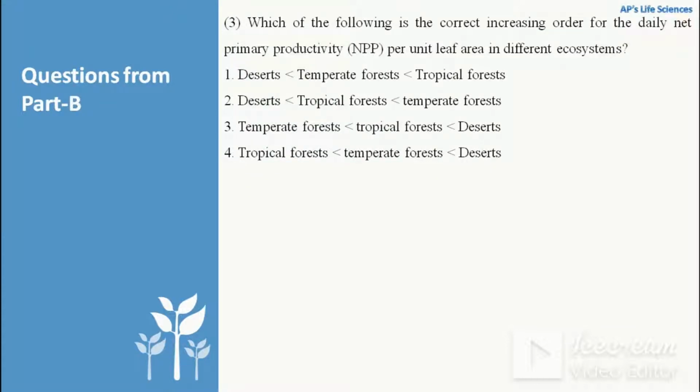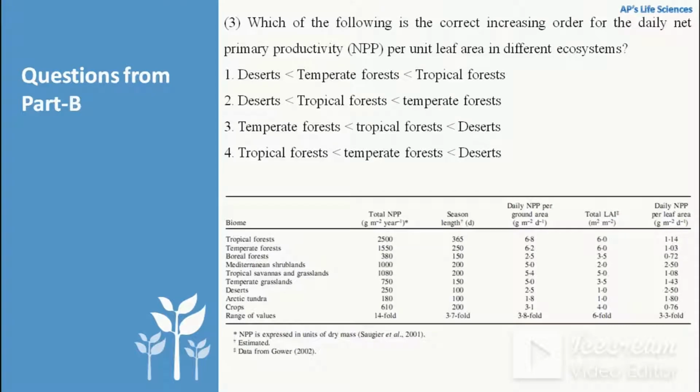The next question is, which of the following is the correct increasing order of the daily net primary productivity, NPP, per unit leaf area in different ecosystems? This is relatively the same as the previous question, and we can see that these questions are repeated. Similarly, the deserts have the highest net primary productivity, so option 1 and option 2 are incorrect, and the temperate forest has less NPP per unit day per unit leaf area as compared to tropical forest and the desert. So on the basis of net primary productivity per unit leaf area on a daily basis, option 3 is the correct one.